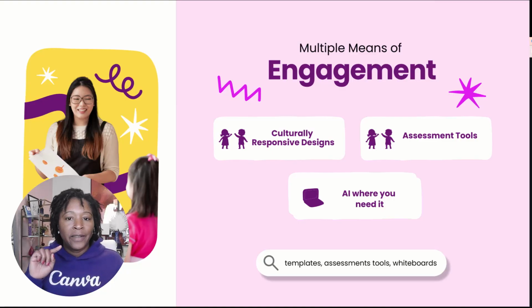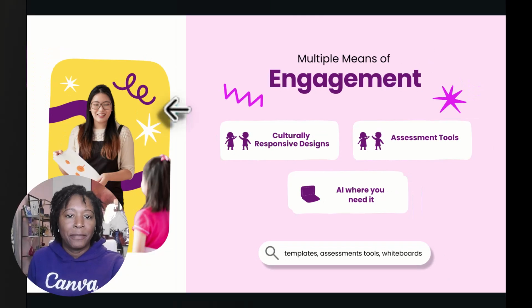In terms of engagement, multiple means of engagement, I think Canva does an amazing job of having a library of culturally responsive designs and elements so that your students can, number one, see themselves in the work. There's a template, a photo, a video, a graphic that you can put on a slide to say, hey, that's me. And then assessment tools from polls and quick checks and whiteboards. There's a handful of ways that Canva has to be able to know that your students are with you. And then AI where you need it. If you don't see something that's in the library, you can generate that. So let's pause and I'll jump in and show you this in action.